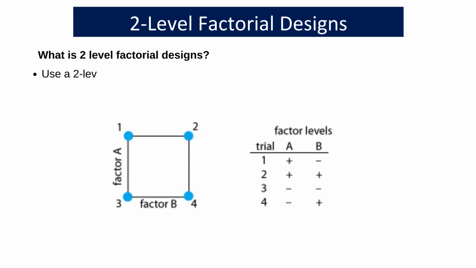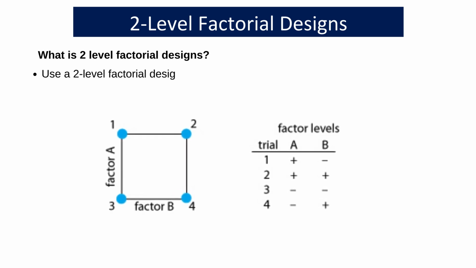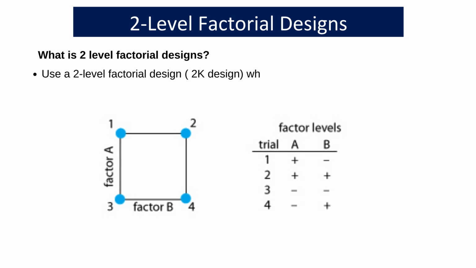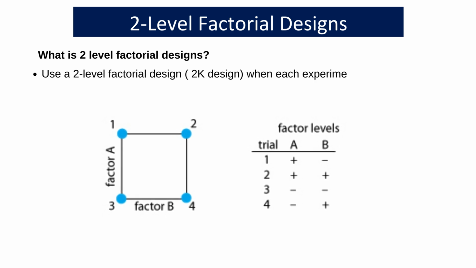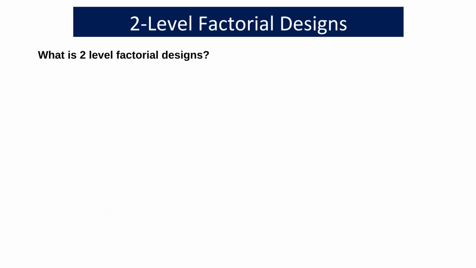Use a two-level factorial design when each experiment factor has only two levels. Using a two-level factorial design allows researchers to efficiently study the impact of multiple factors at two levels each, helping to identify which factors are significant and how they interact with each other.